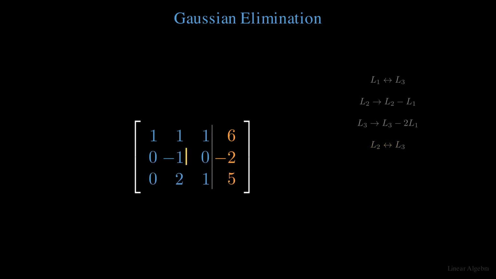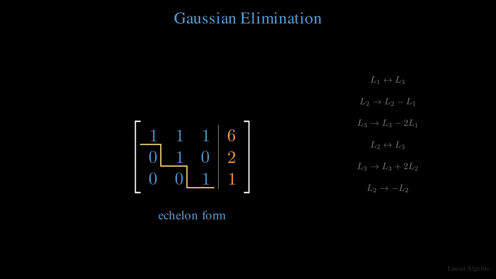Second column. A small trick, swap rows 2 and 3 first. The -1 is a friendlier pivot, and we avoid fractions. Now add twice row 2 to row 3. And there is the last 0. One final cosmetic move, flip the sign of row 2. And look at the shape. Zeros below a staircase of pivots. This is echelon form. The hard work is done.